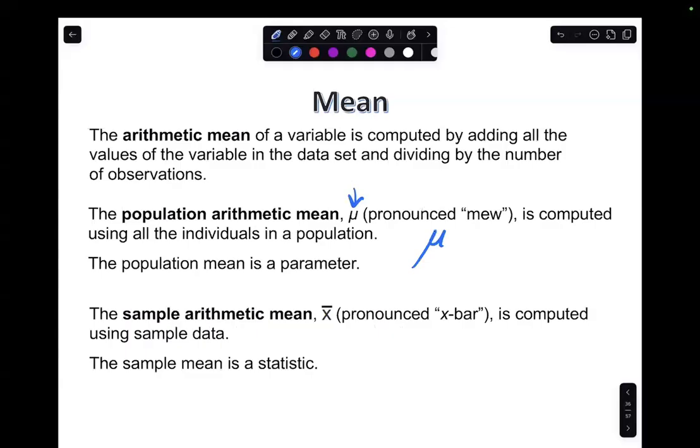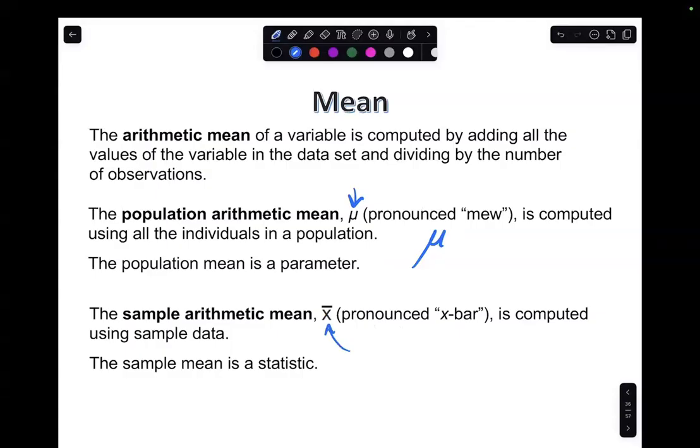If it is a sample, it usually has the boring symbol. This is for a sample. This is called an X bar. That's all. When we're calculating the sample mean, we label it with X bar. So the population mean is a parameter. Remember, parameter, population. If we're dealing with a sample, it's a statistic. So the sample mean is a statistic.